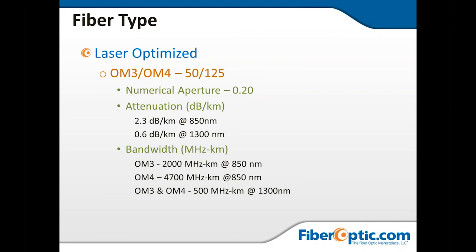Now OM3 and OM4, again, because of the 50 micron core, are going to have the .2 for the numerical aperture. Our 1300 nanometer attenuation is going to be around .6, and we can get those higher bandwidths down around 850, we can get some pretty good bandwidth. But again, we're going to be limited by dispersion and just the loss. And the bandwidth limitations are going to be far in excess of single mode.